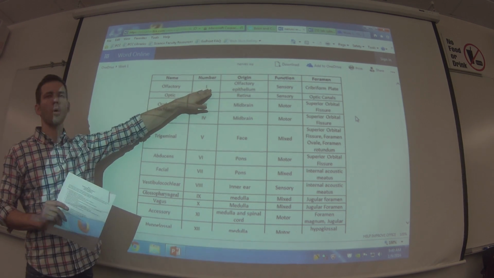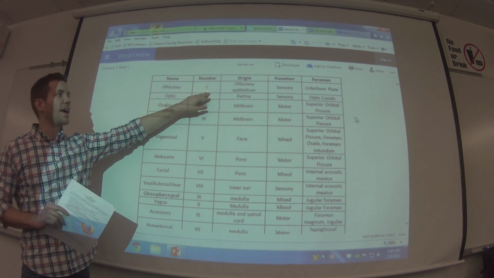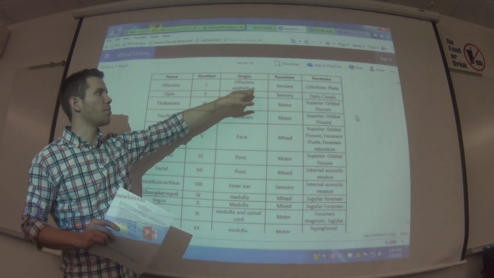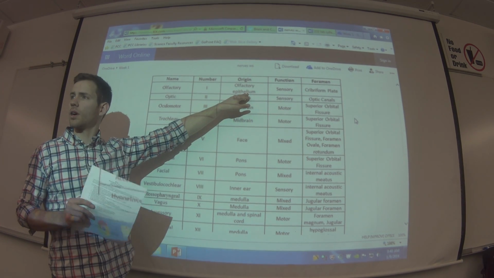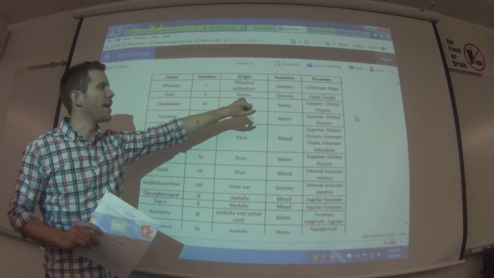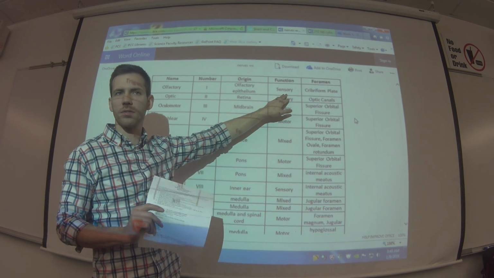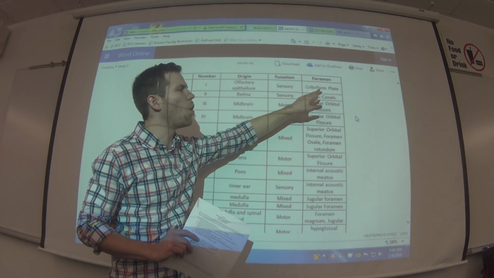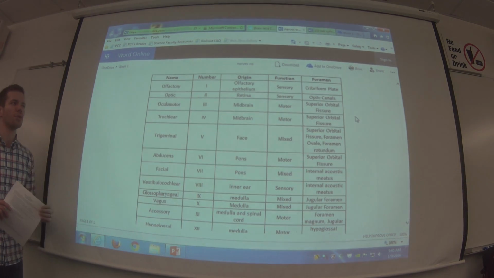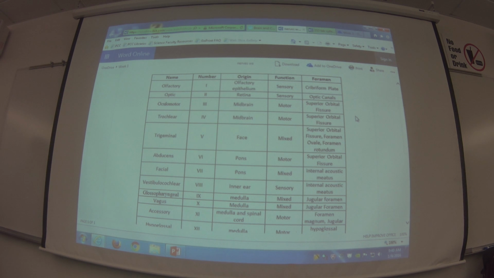It also has a number. That's number 1. It's the first one. And its origin is from the olfactory epithelium, so that's where it comes from. And then its function is very simple. It's just sensory. Not doing anything else but sensing smell. And then the hole or the foramen that it travels through is really the cribriform plate that it punctures a bunch of different times to get through.